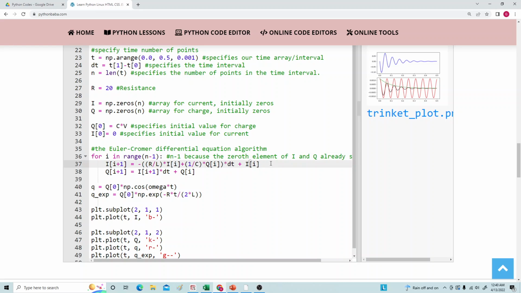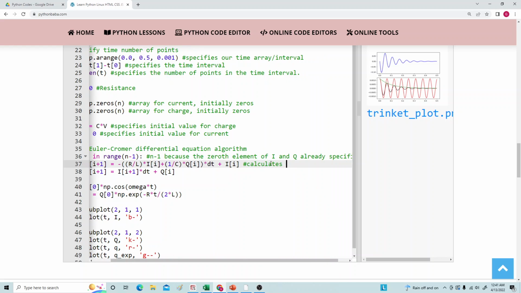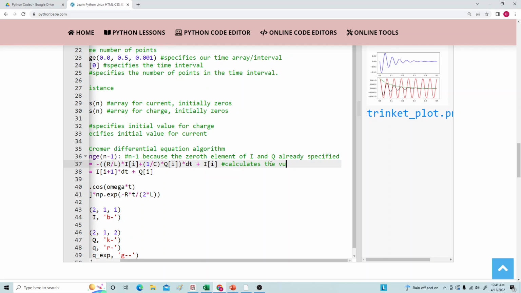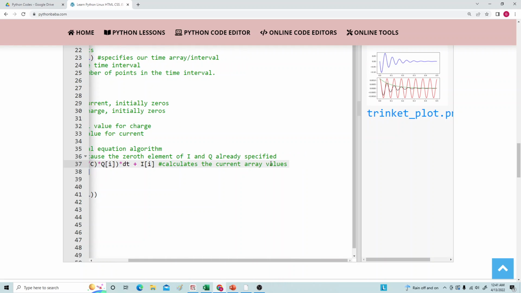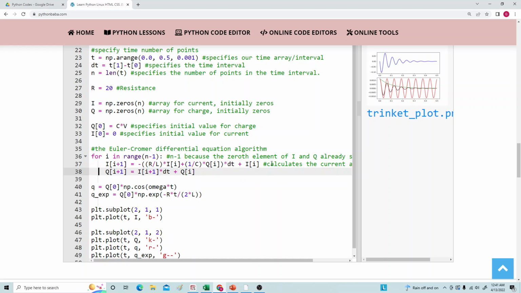Right. So this piece of code calculates the current array values, and this calculates the charge.